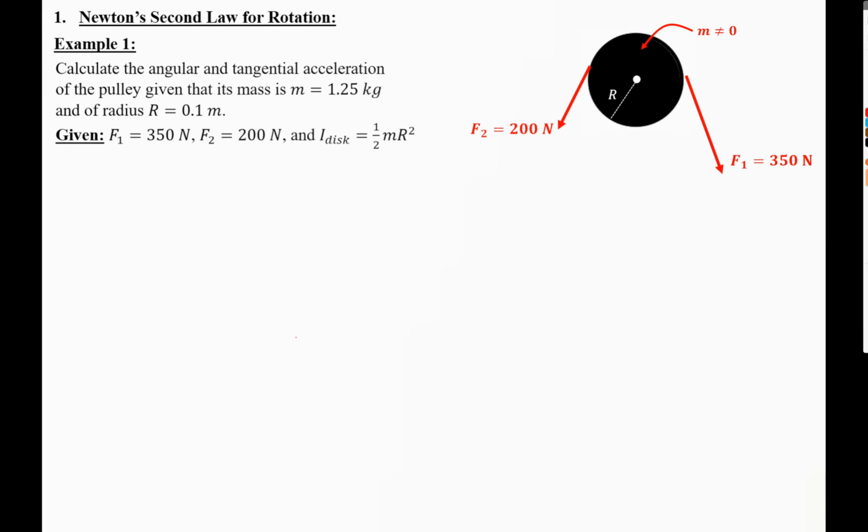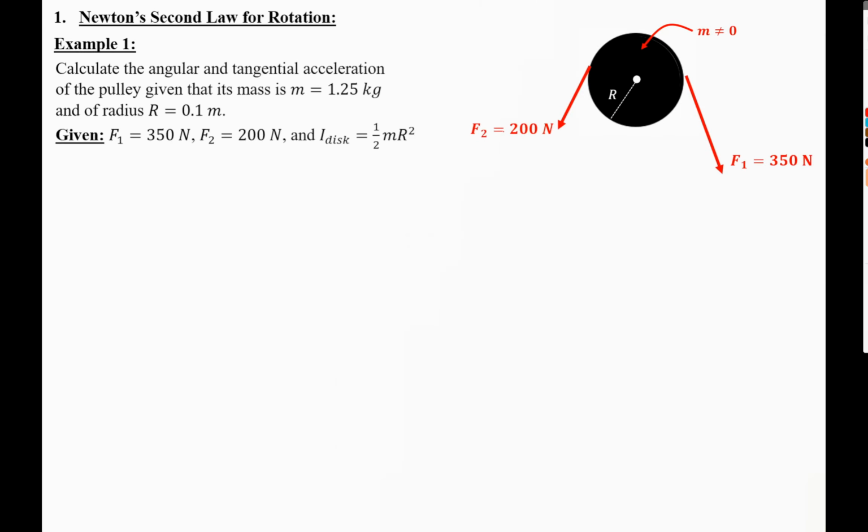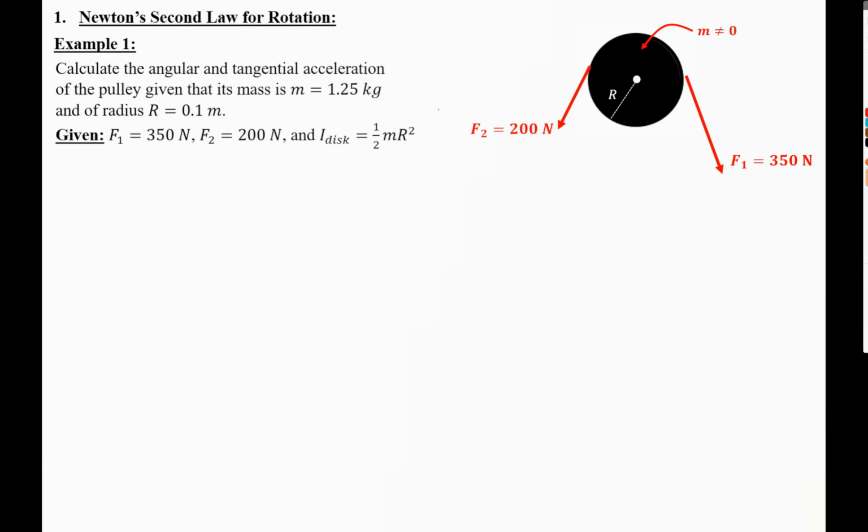Let's solve a quick application or example on what we have explained so far. Calculate the angular and tangential acceleration of the pulley, given that its mass is 1.125 kilograms and the radius is 0.1 meters. Because this is a solid pulley, it is a disc, so the mass is distributed from the center to the rim. Such pulleys are called a disc. For this reason, the moment of inertia of a disc is given by one half m r squared.